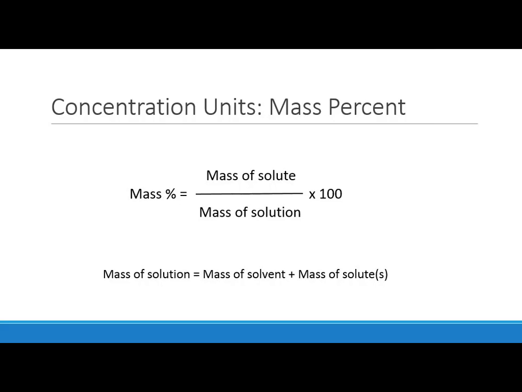The only tricky part is that in the denominator we have the mass of the solution. Remember that the solution is the overall beaker full of stuff that you have. That contains the mass of the solvent plus the mass of the solutes, and it could be more than one solute. So if I say that you have something dissolved in 100 grams of solution, you just divide by 100 grams of solution. But if I say that you have 100 grams of solvent and 30 grams of solute, then you need to make sure that you get the overall solution, which would be 100 plus the 30 grams.